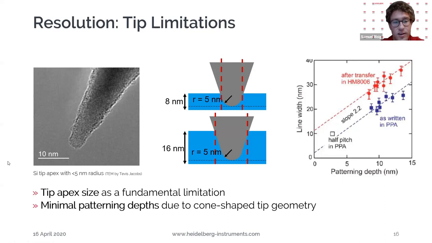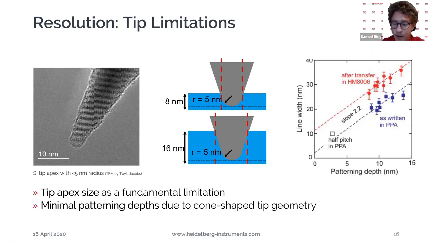You can see here in this TEM image our tips. And what you don't want is basically that you pattern too deep into the resist. Because of the cone shape, the deeper you pattern, the more line width you will create. That's basically also what you can see in this sketch. So if we pattern deeper, we will also increase our line width, and that's basically also limiting our resolution.